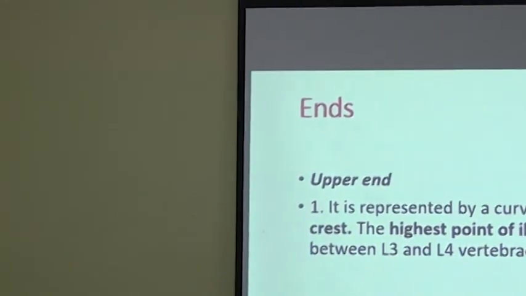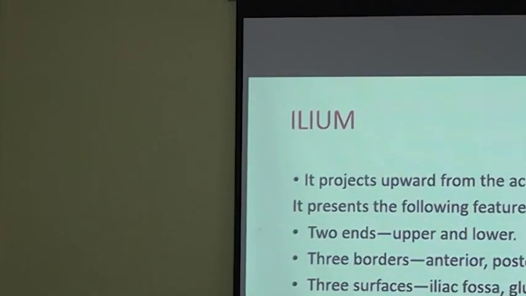This surface is called the sacropelvic surface. There are two ends, upper end and lower end. Three borders: anterior border, posterior border, medial border. Three surfaces: gluteal surface, iliac surface, also called the iliac fossa, and the sacropelvic surface.